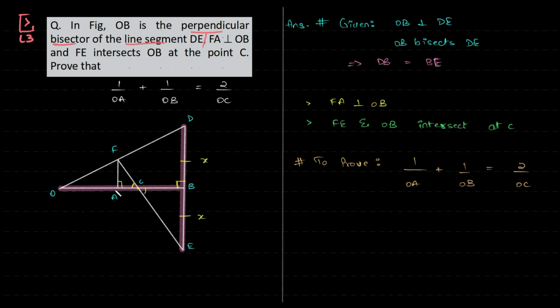Let me explain this to you guys. 1 by OA is this length, and OB is this length, and OC is this length. Three weird lengths, is it not? I mean, it's not that simple. OA is over here, OB is over here, and OC is over here. So these are three different lengths. It's kind of weird, right? It's not that easy. That I agree.